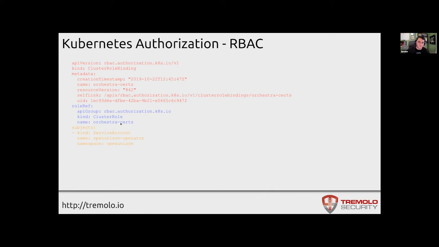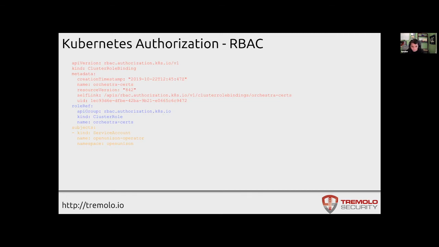And so here's our role, orchestra certs, and here's our subject. We have our service account, the name of the account, and the namespace, Open Unison. Now, here's something to think about when you're designing your RBAC policies. Let's go back to authentication.